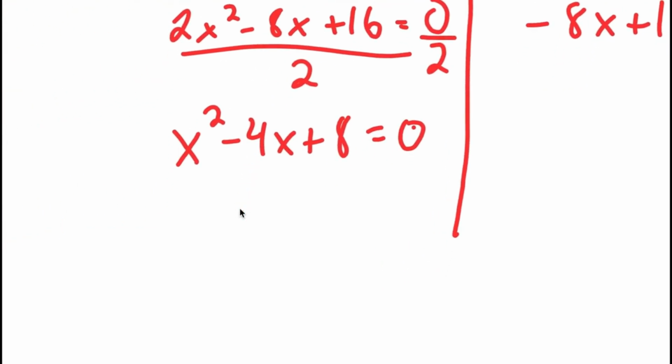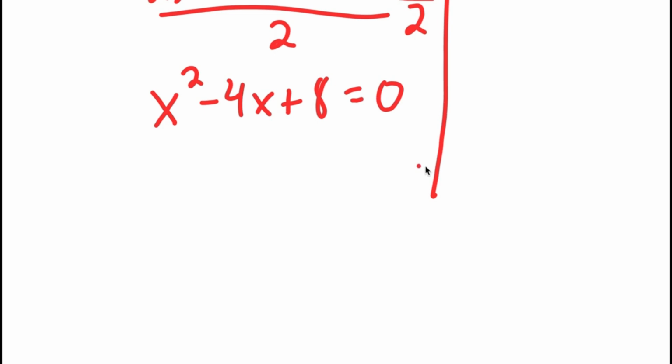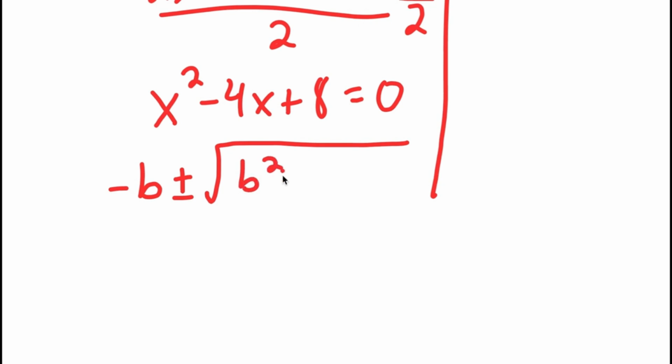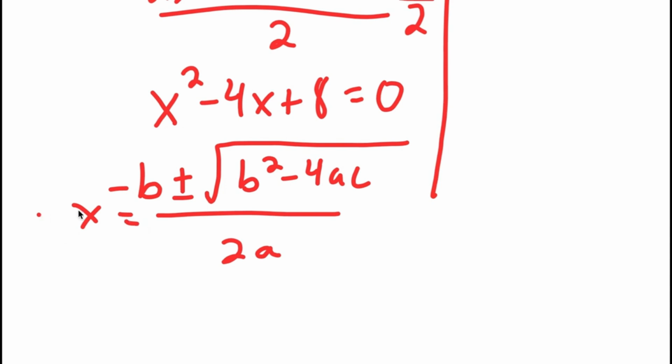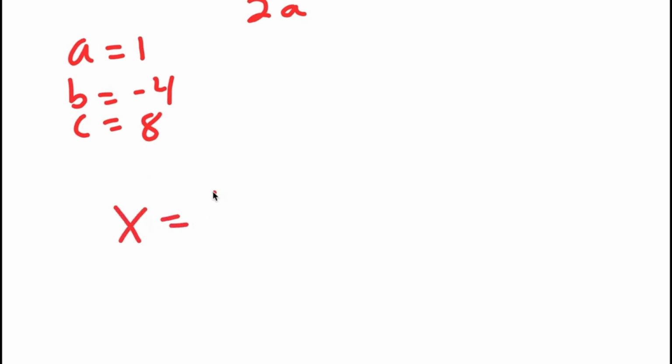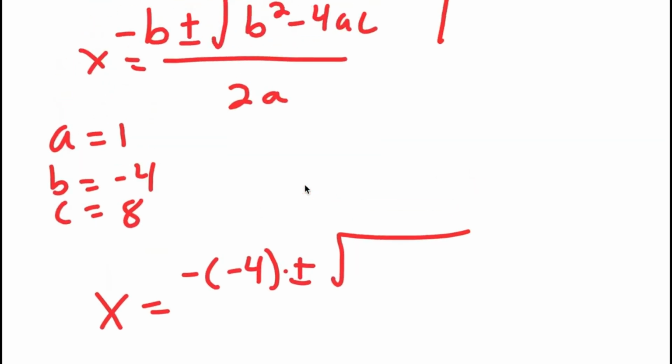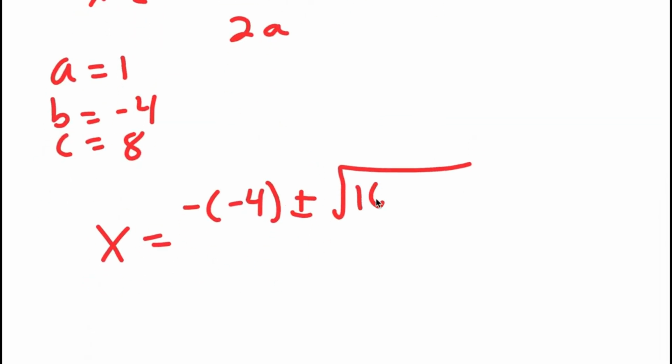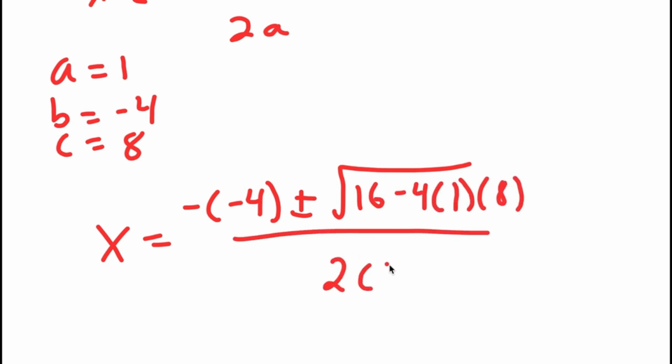And now I can use the quadratic formula to solve this, since it's a quadratic equation. So the quadratic formula is negative b plus or minus the square root of b^2 − 4ac all over 2a. So in this case, a is 1, b is negative 4, and c is 8. So I get x is equal to negative of negative 4 plus or minus the square root of b^2, which is (−4)^2, which is 16, minus 4 times a, which is 1, times c, which is 8. And I have this all over 2a, so 2 times 1.